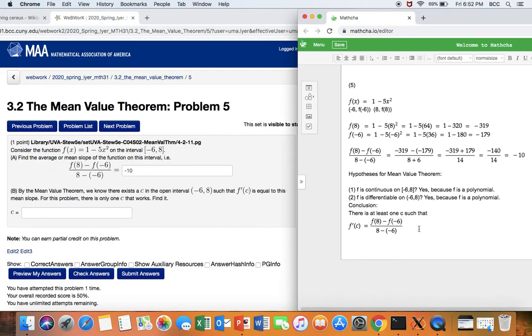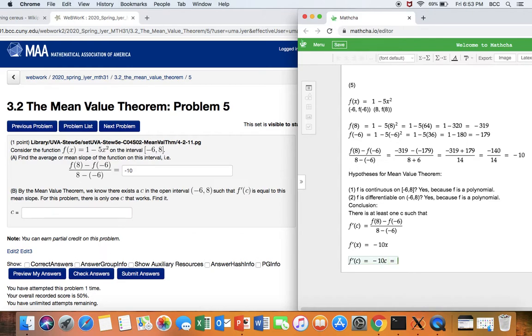All right, now let's figure out what f′ is. Well, f′ is straightforward. f(x) is this, so f′(x) equals the derivative of 1, which is 0, and the derivative of this quantity gives you −10x. So what do we want? You want f′ at c equals −10 times c.